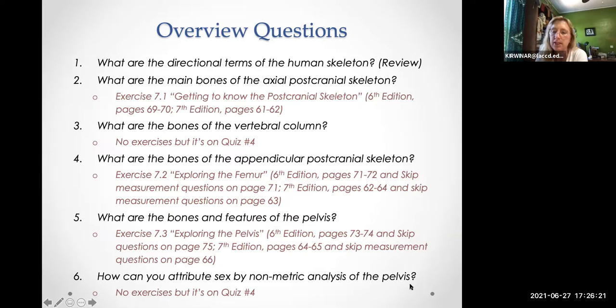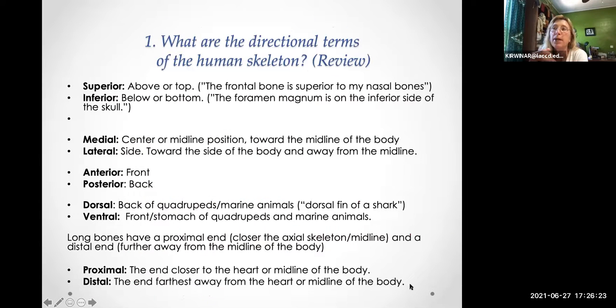exercise on page 70. And by the way, the page numbers are in the 6th edition of the lab manual for Pierce College. For LA Valley College, their page numbers are different because we're using the 8th edition at LA Valley College. But the exercises are almost exactly the same.